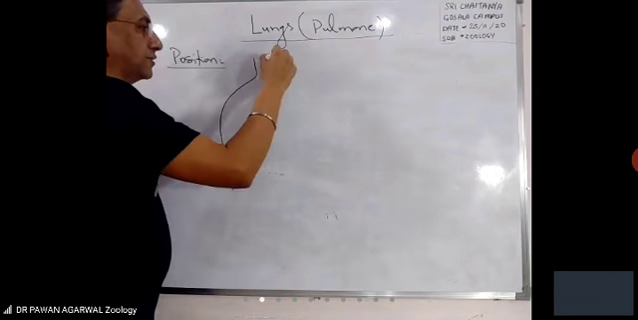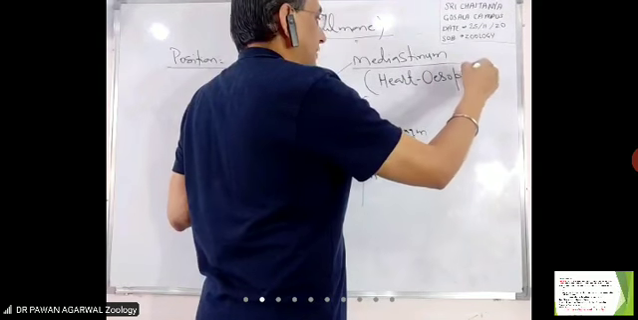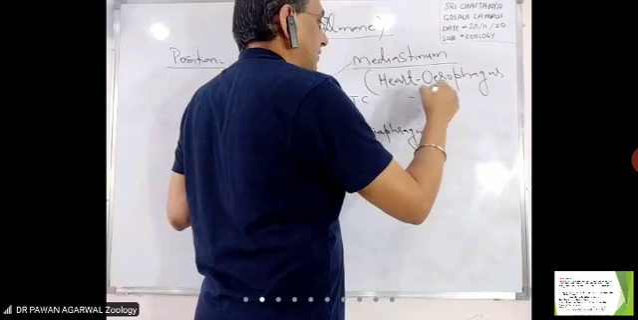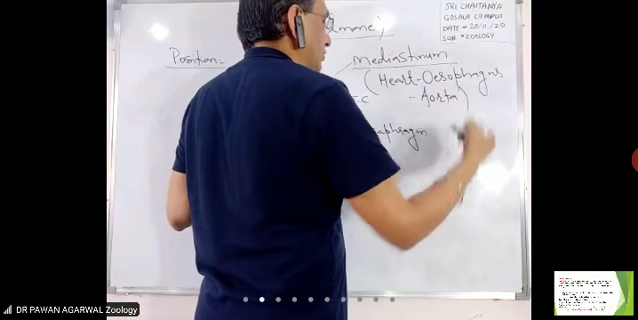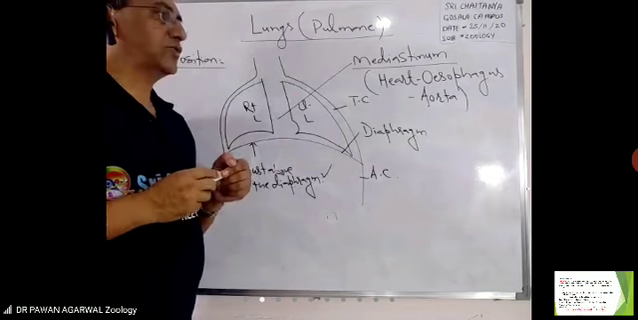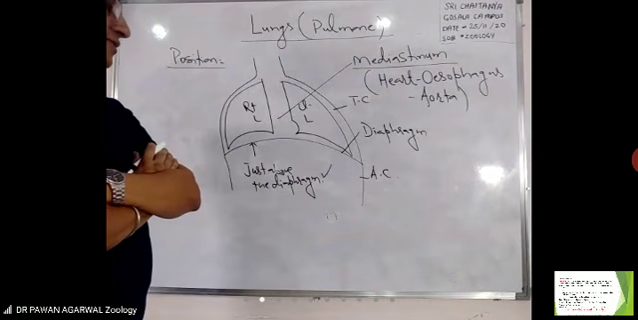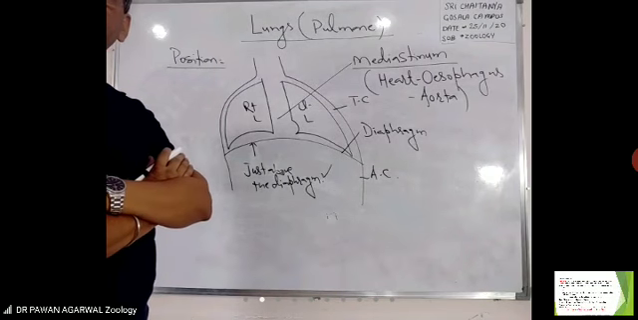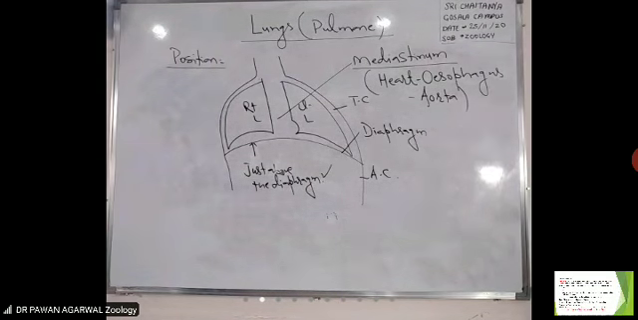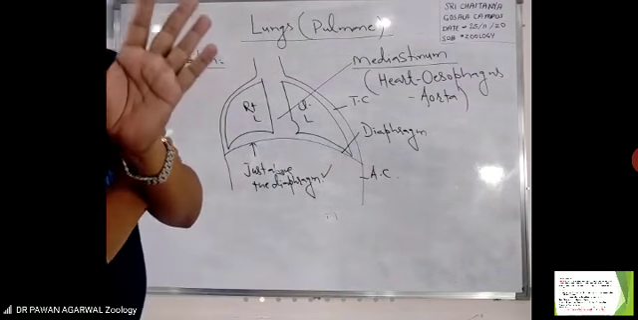And what is present in the mediastinum? The heart is present, the esophagus is present, and the aorta is also present. So these three structures are present in the mediastinum. The space between the two lungs is known as the mediastinum, containing the heart, esophagus, and aorta. That is very important.